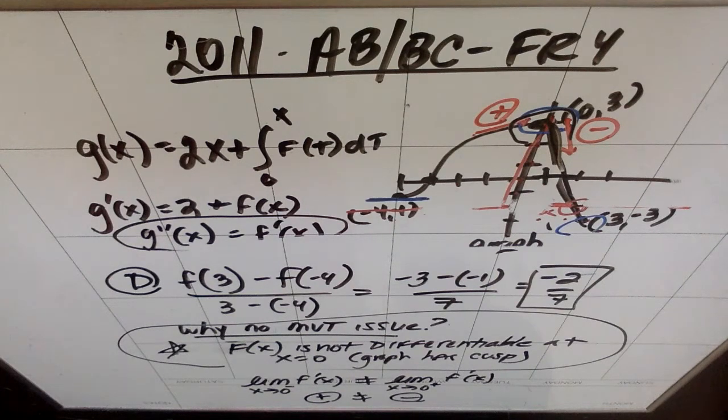But technically what it means to be not differentiable is the same kind of thing as not continuous, except continuity uses the left and right limits of the function itself. Differentiability uses the left and right limits of the derivative function. So that's the short answer.